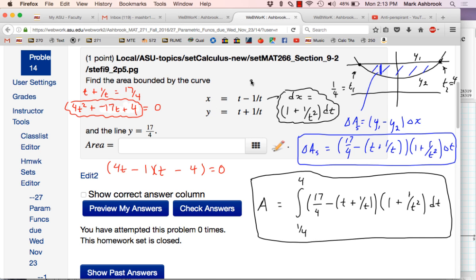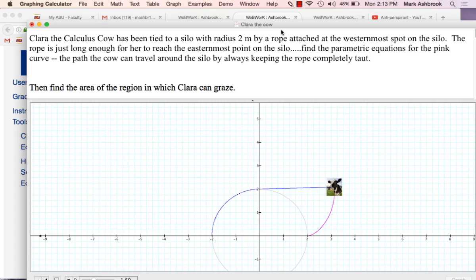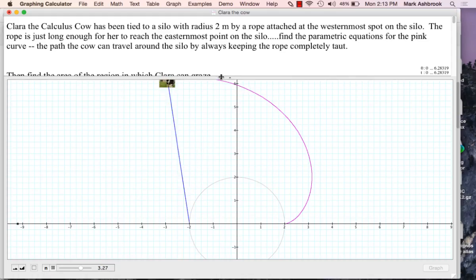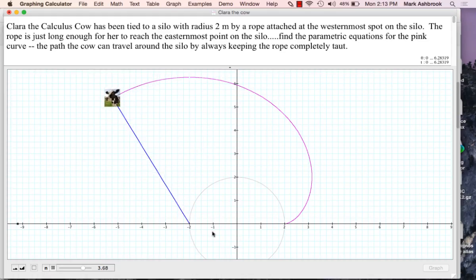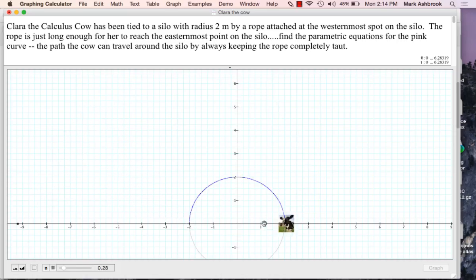Okay. So let me just talk about the Clara project. You also should have seen this explained. It's thoroughly explained in the video as well, but we'll just make sure we know what we're doing. That's due Friday. Hopefully you got some start on it. The idea here is that you've got a silo, and the cow is tethered at the westernmost point. But the length of the rope is exactly half of the circumference of the silo, so that the cow can make it to the easternmost point.